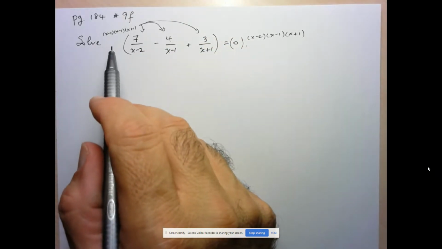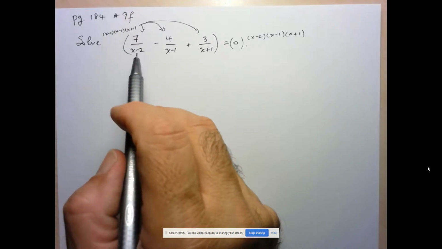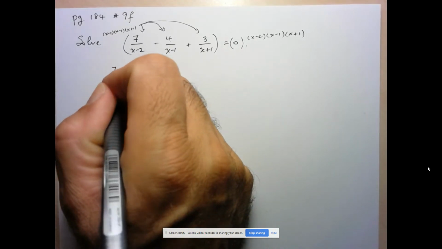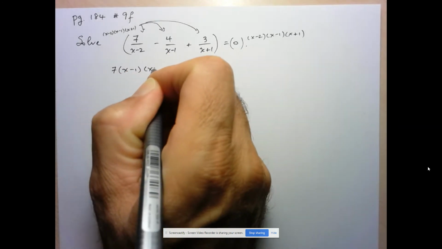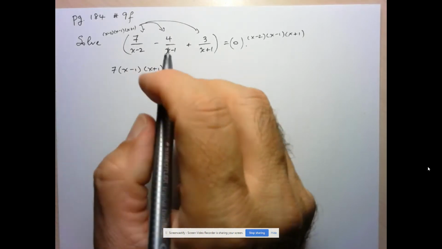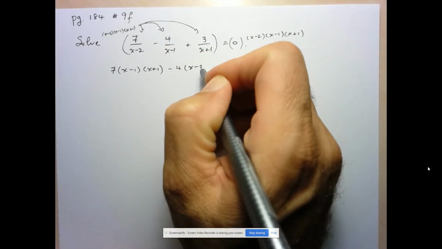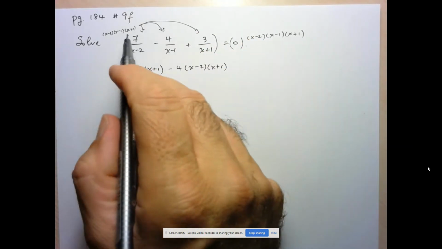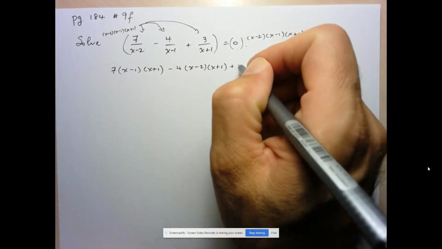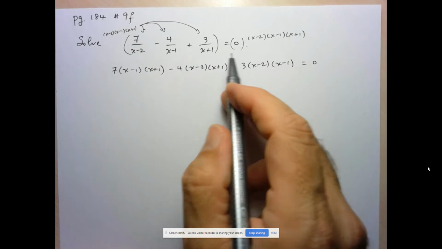So here, when I multiply these three expressions by 7 over x minus 2, the x minus 2 cancels out with the 1 in the numerator, so I'm just left with 7 times x minus 1, x plus 1. Similarly here, the x minus 1 cancels out with that x minus 1 in the numerator, so I end up with minus 4 times x minus 2 times x plus 1. And lastly, this x plus 1 will cancel out with that x plus 1, so plus 3 times x minus 2, x minus 1. Of course, on the other side of the equation, I'm just going to end up with 0.